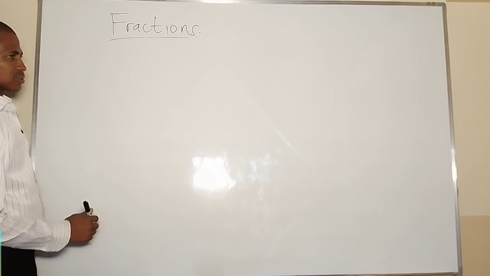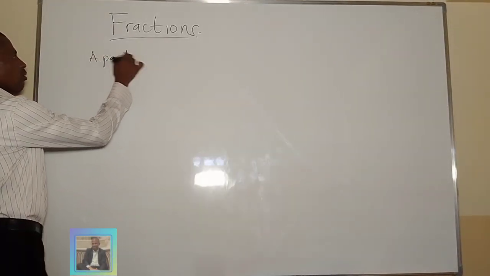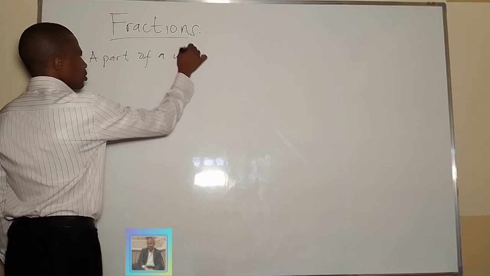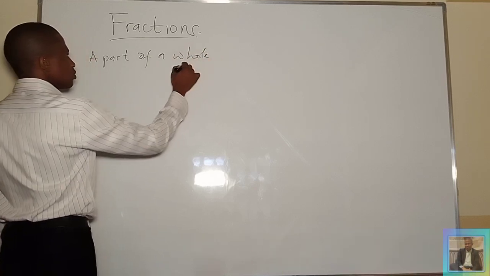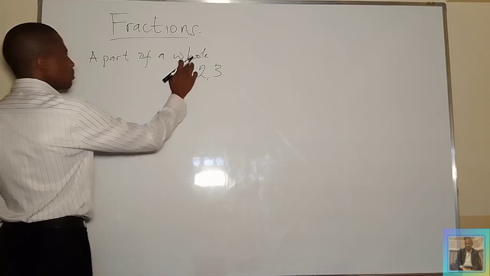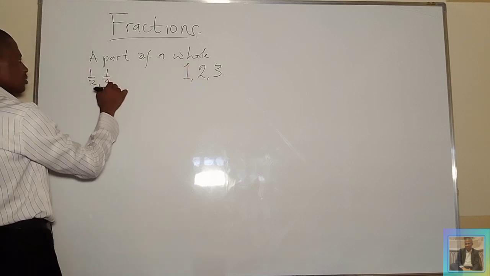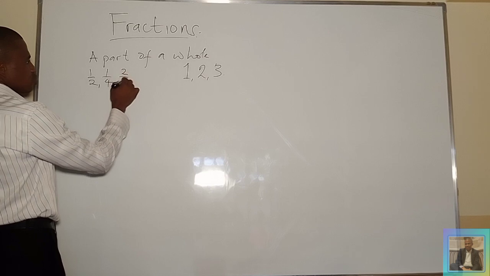What are fractions? Fractions are a part of a whole. We have a whole number 1, we have 2, we have 3. Now a part of 1 could be half, could be 1/4, could be 2/3.